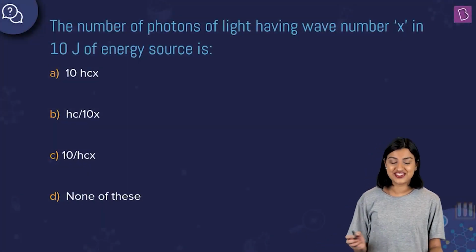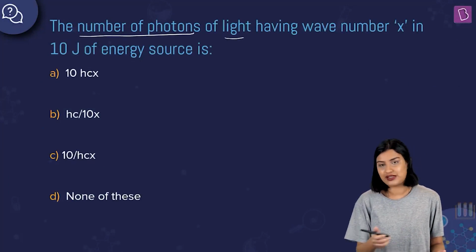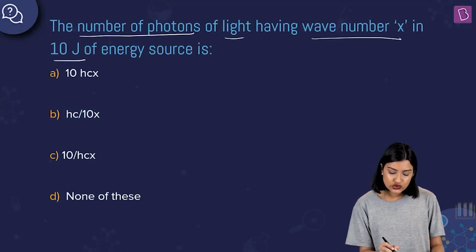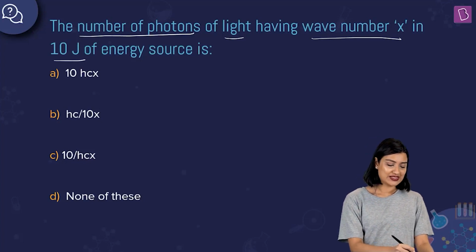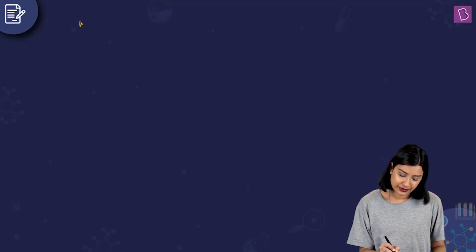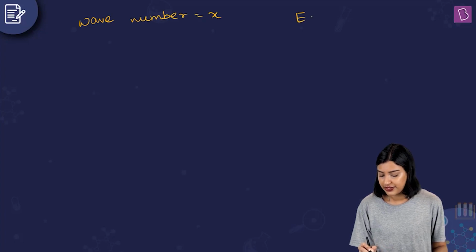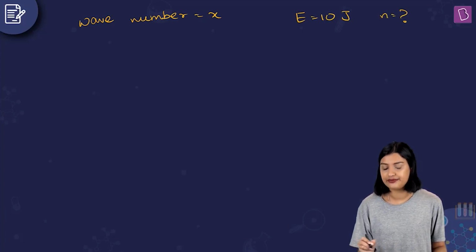So here in this question, they're saying the number of photons of light having wave number x in 10 joules of energy source is going to be what? All right, cool. So let's see. Basically, they've given you wave number, which is equal to x. E is given to you as 10 joules. You have to find out what is n.